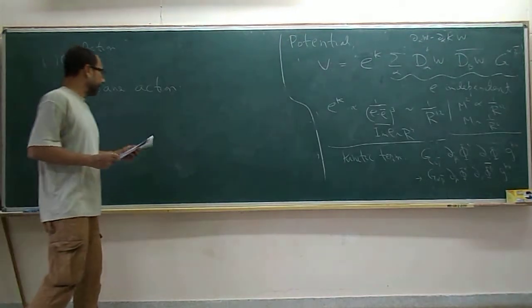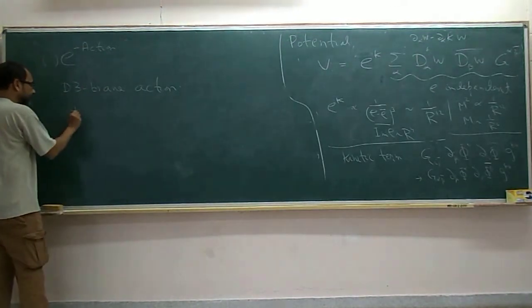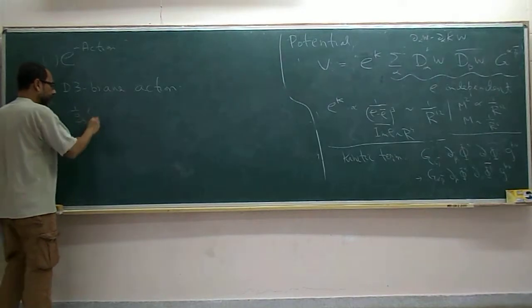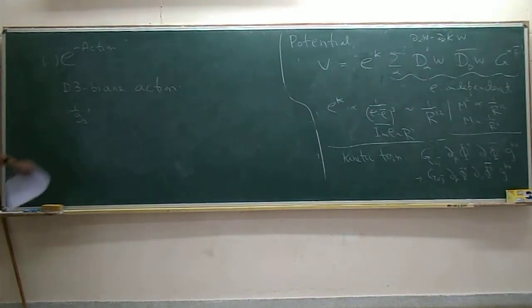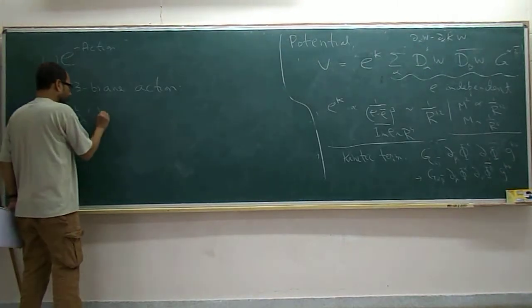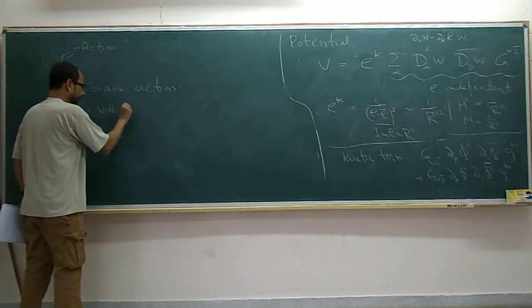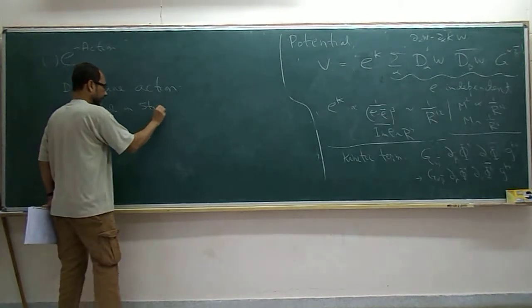So the D3-brane action we know is 1 over g string times the volume, the volume of the D3-brane in units of string tension. When you set the string tension equal to 1, all D-branes have tension of 1 over g string. So this is 1 over g_s times the volume in string scale.